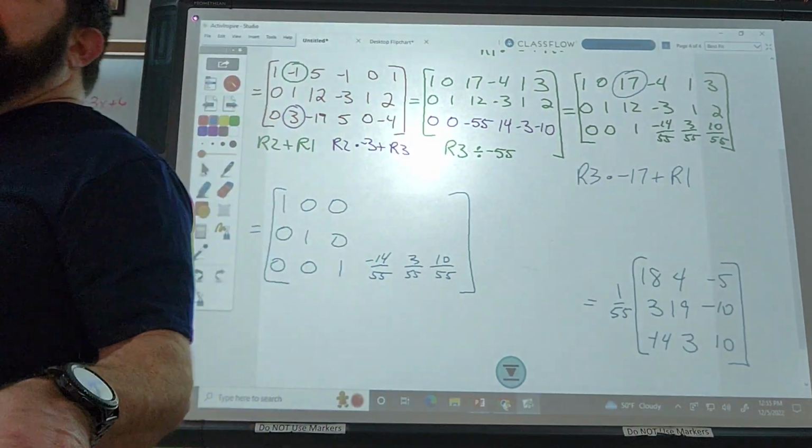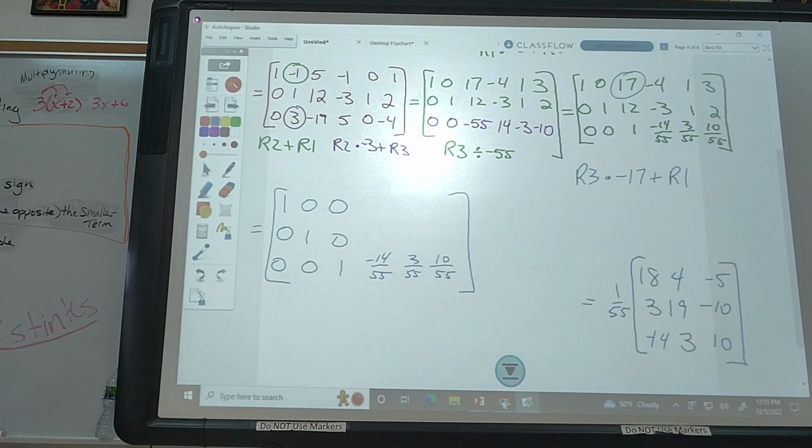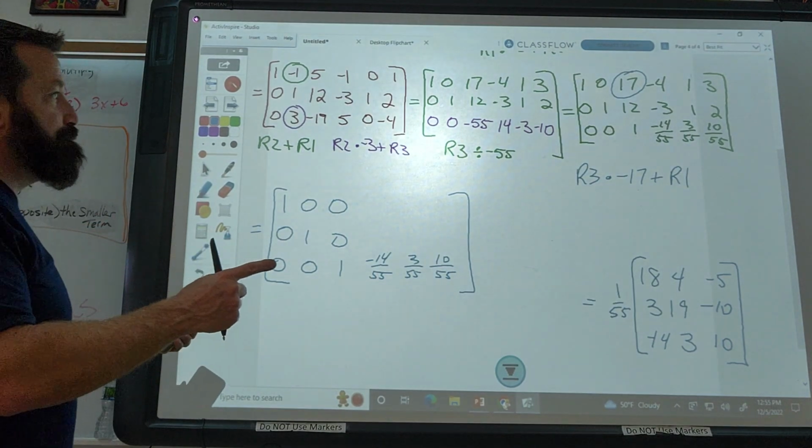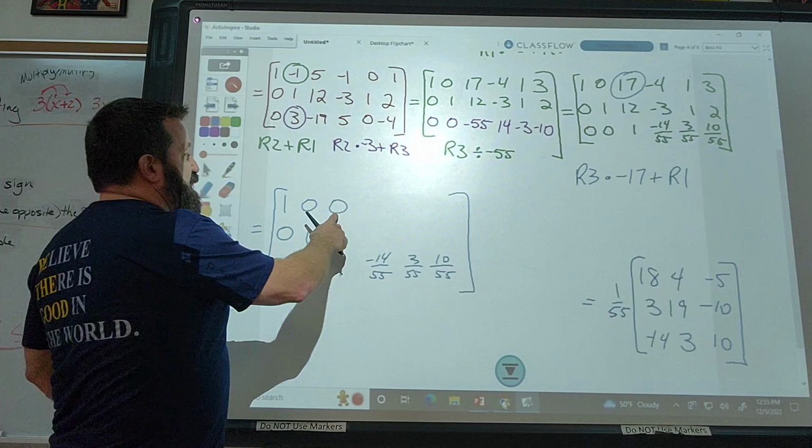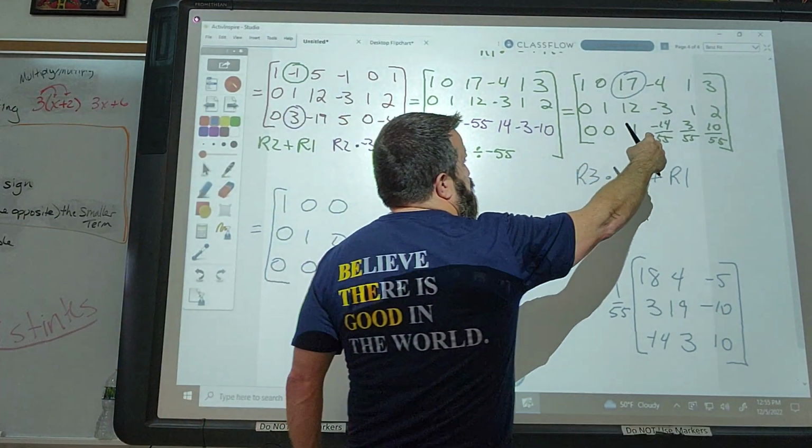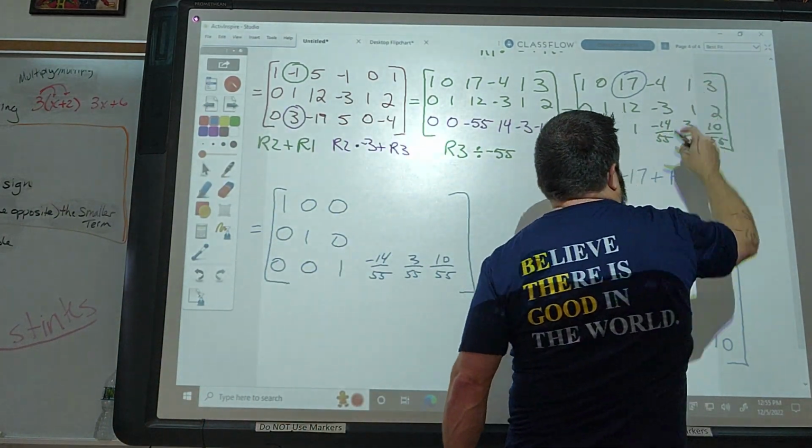You're going to be like, oh my gosh. All right, but with a calculator, this is not so bad. Because I already know that that's going to make that 0. The question is, what does it do to this negative 4, this 1, and this 3?